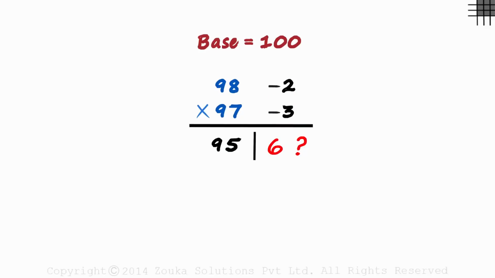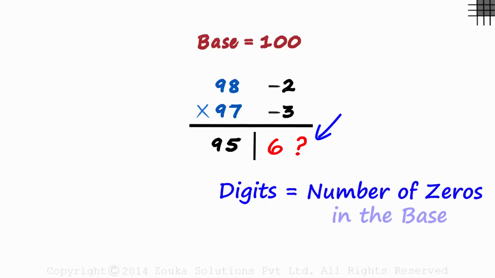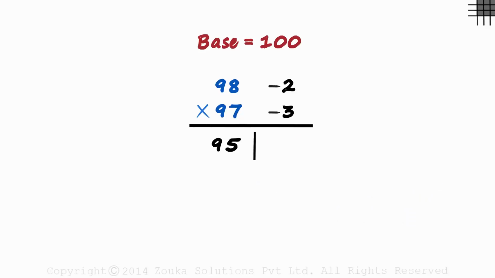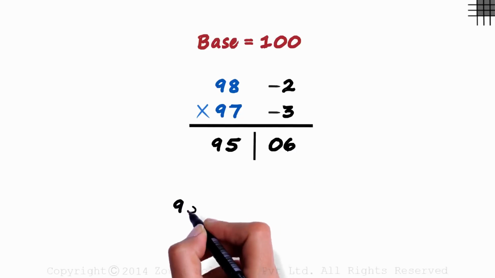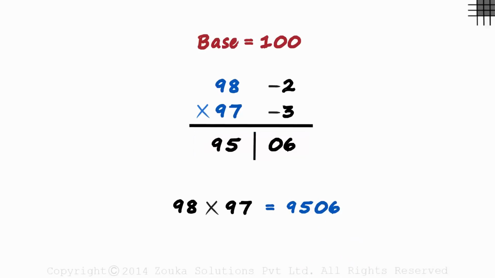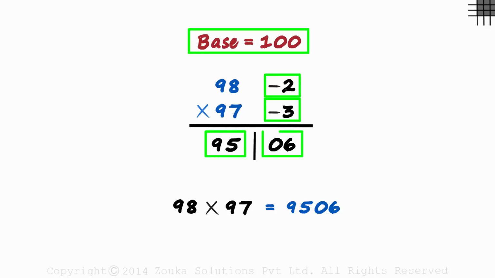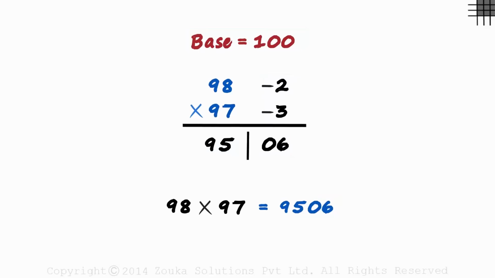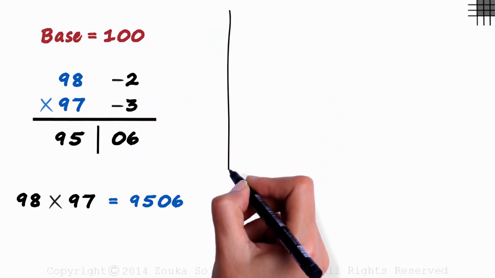So should we write a 6 here? Don't forget, the number of digits on the right will be equal to the number of zeros in the base. As there are 2 zeros in 100, there will be 2 digits here. 6 will be written as 06. There's your answer. 98 times 97 is 9506. Find the base, find the deviation, find the sum and find the product and we get the answer in a few seconds. Okay, let's try solving a problem with slightly bigger numbers.